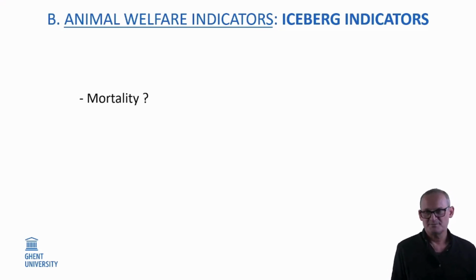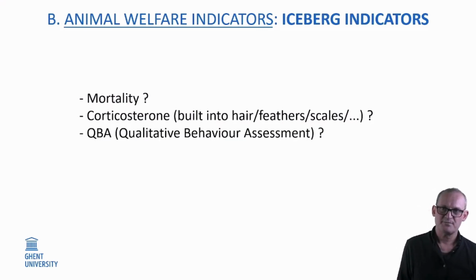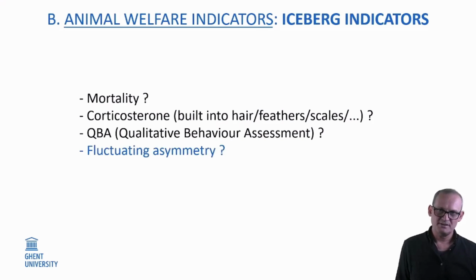are truly covered. Iceberg indicators that have been suggested include, for example, the mortality of the animal, or the corticosterone built into the feathers or the scales of the animals, which give a footprint almost of a whole history of being exposed to stressful events. Also, what we discussed before, the qualitative behavior assessment has been proposed as an iceberg indicator. And one that is still under scientific scrutiny and being discussed a lot is fluctuating asymmetry. And I will explain a little bit more about fluctuating asymmetry.